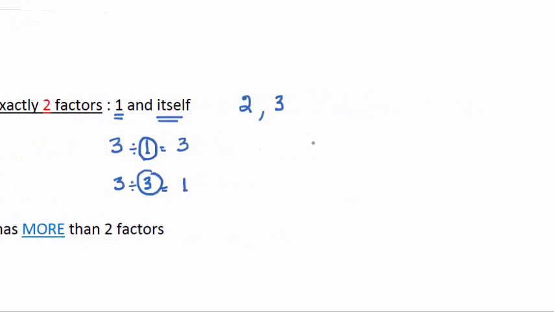What about 4? Can I divide 4 by 1? For sure, I will get 4, which is a whole number. That means 1 is a factor. Can I divide 4 by 2? Yes, 4 divided by 2 equals 2. Whole number, that means 2 is a factor. Can I divide 4 by 3? No, it's going to give me 1 point something, so it's not a whole number. Can I divide 4 by 4? Yes, it's going to give me 1, which is a whole number. That means 4 is a factor.